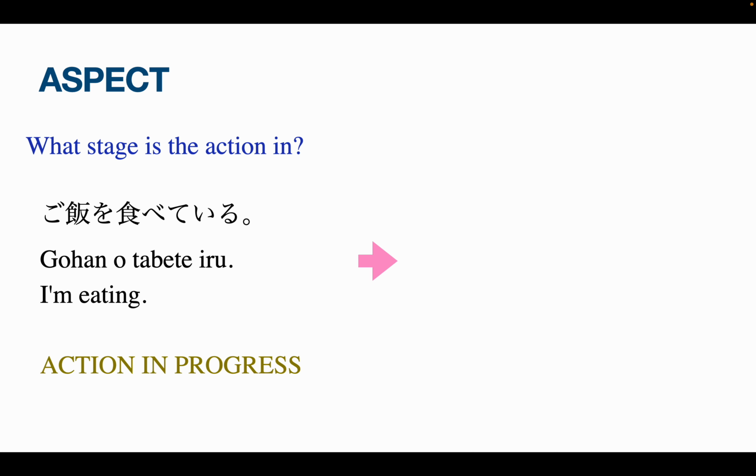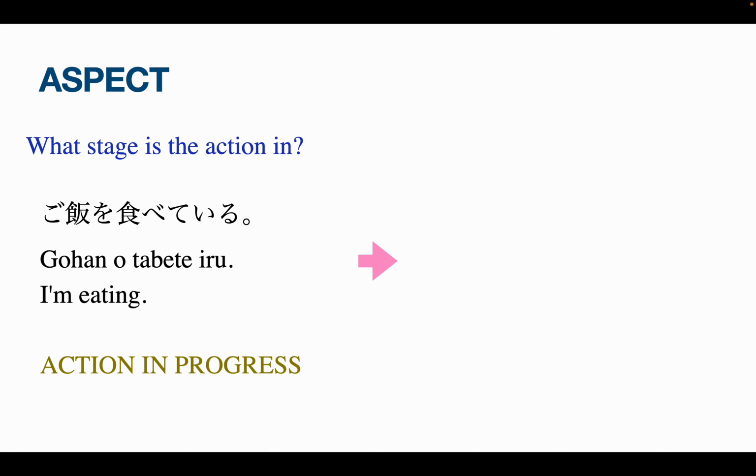One very important example in Japanese is 〜ている. For example, ご飯を食べている means I'm eating. Here, ている describes an action in progress. So far, this looks similar to English be plus -ing, action in progress.